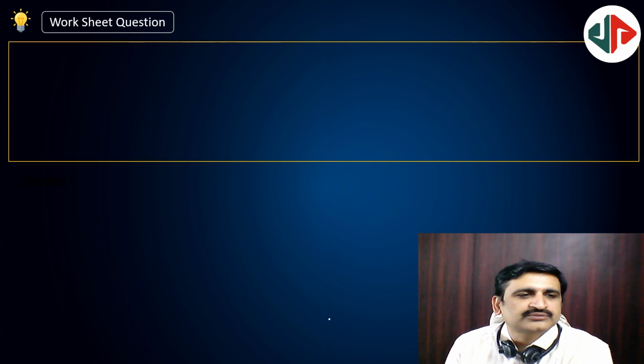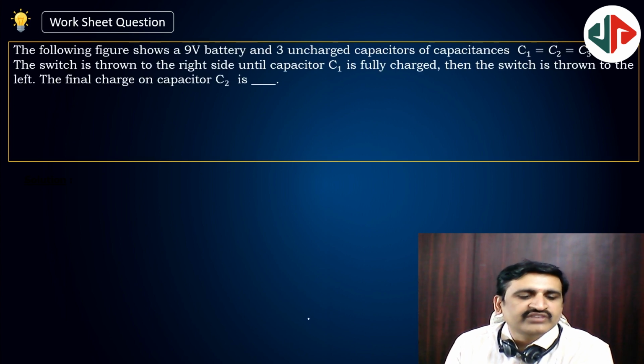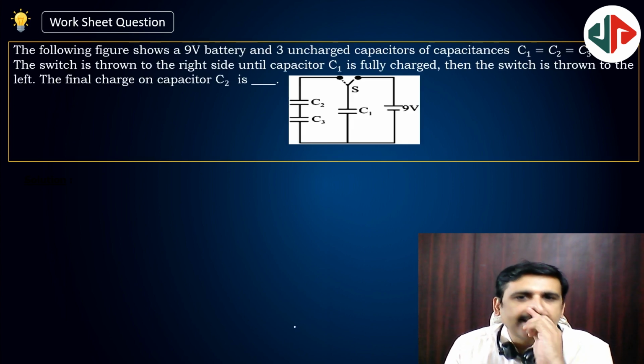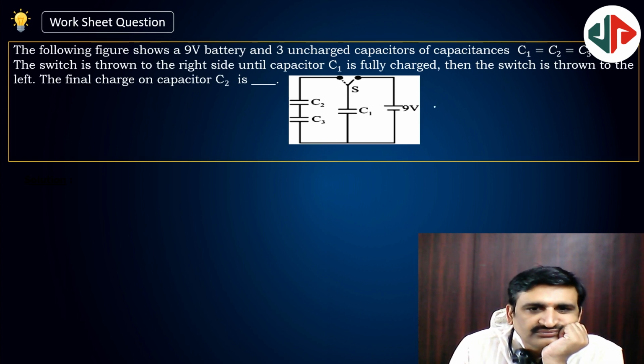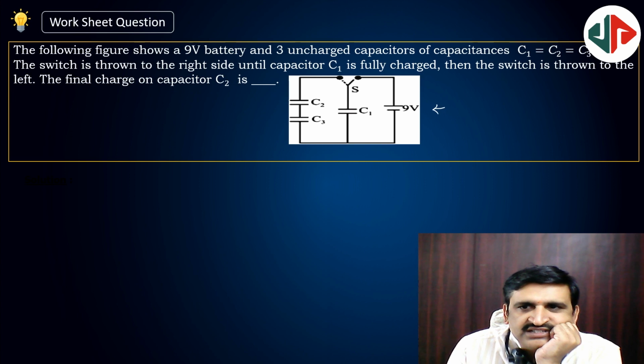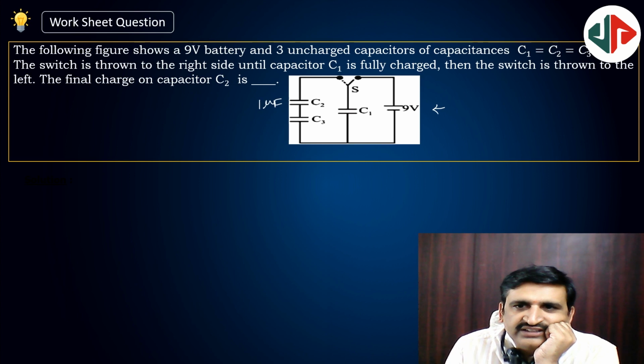Yes, next. The following figure shows a 9 volts battery. 3 uncharged capacitors are connected, 1 microfarad each. The switch is thrown to the right side until C1 is fully charged, then it is thrown to the left. Find the final charge on C2.